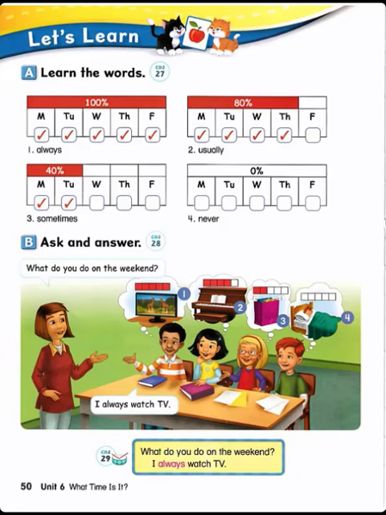Page 50. Drum track. What do you do on the weekend? I always watch TV. What do you do on the weekend? I usually practice the piano. What do you do on the weekend? I sometimes go shopping. What do you do on the weekend? I never take a nap.